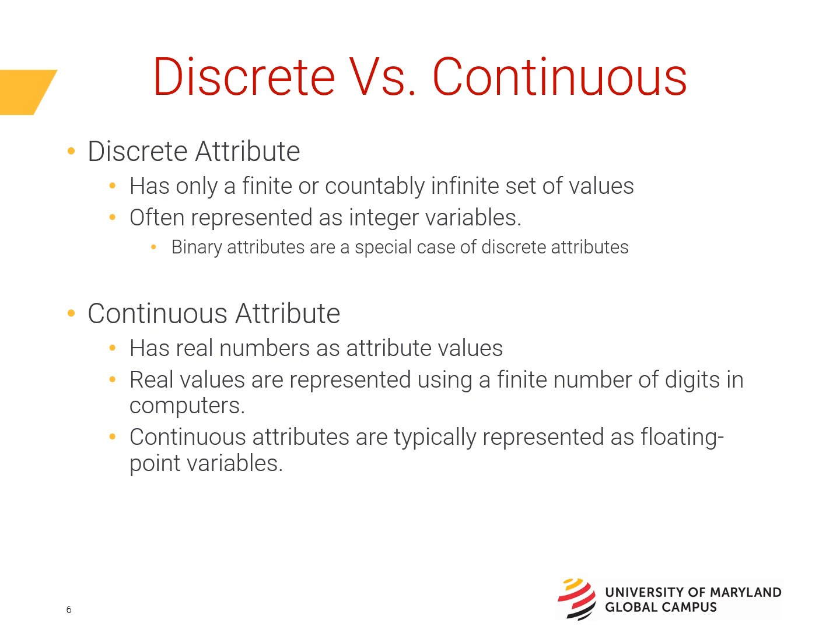Continuous attributes, on the other hand, have real numbers and contain infinite possible values, and they are represented in the computer using a finite number of digits. There is no true way of representing real numbers in the computer, so there's simplification. They are typically represented as floating point variables.